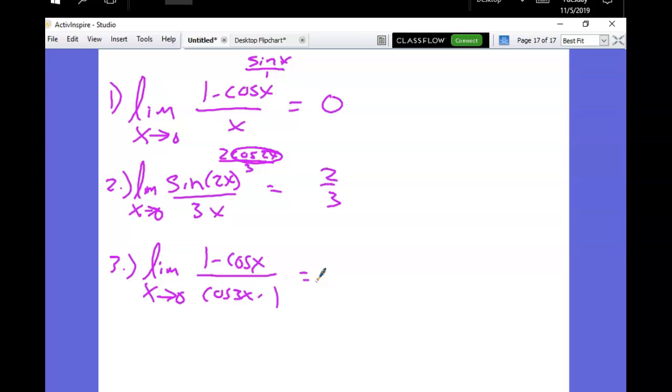Negative 1/9 is right. Now let's see why. First of all, direct substitution gives you 0 over 0, right? But if you take the derivative of negative cosine, you get sine, right? Take the derivative of the bottom, you get negative 3 sine 3x. But guess what? Direct substitution gives you 0 over 0 again. So we need to do L'Hopital again. The second time we do the derivative, we get cosine x over negative 9 cosine 3x. And when you plug in your 0, this is 1, this is 1, so you're left with negative 1/9.